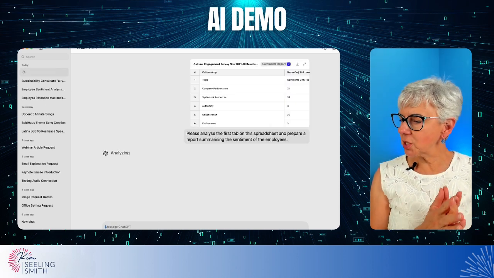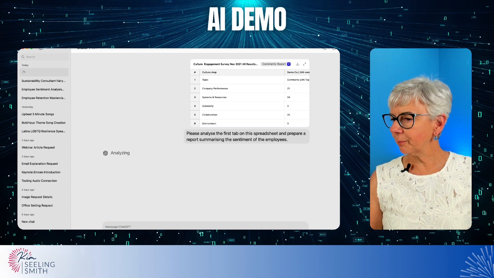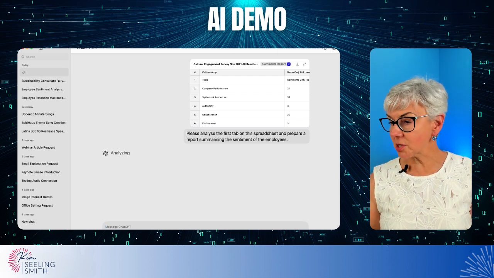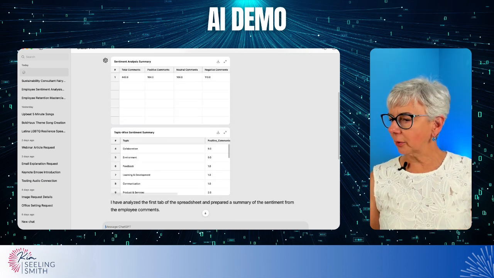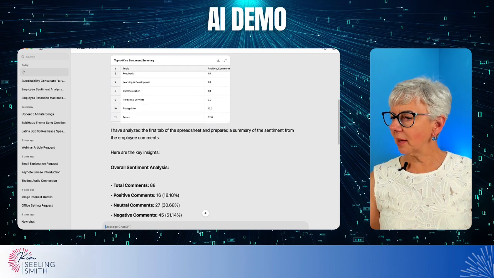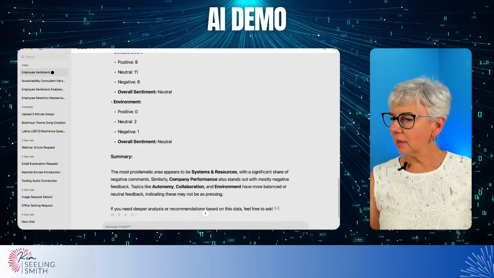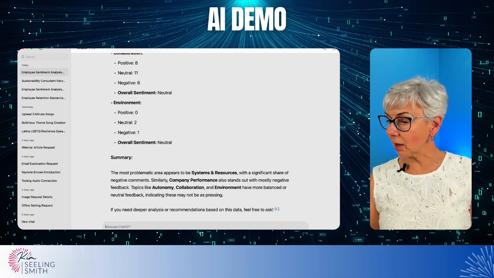So there's the information, and ChatGPT is analyzing. In just a moment, we should have its analysis. It does not take very long at all. And I'm not actually going to edit this so I can show you how long it does take to analyze it. Here we go. Okay, it has analyzed the first tab, and here's the analysis. And then a summary of what the most problematic areas are.